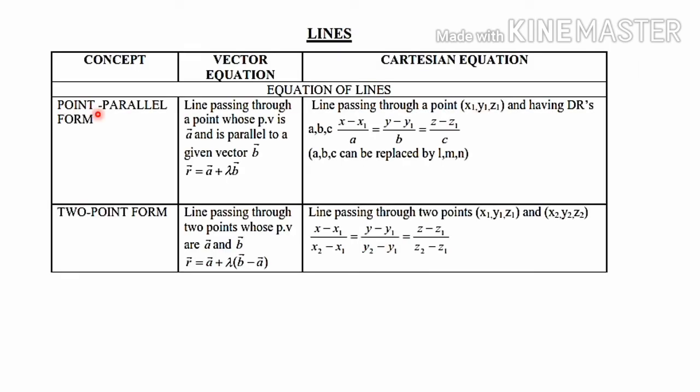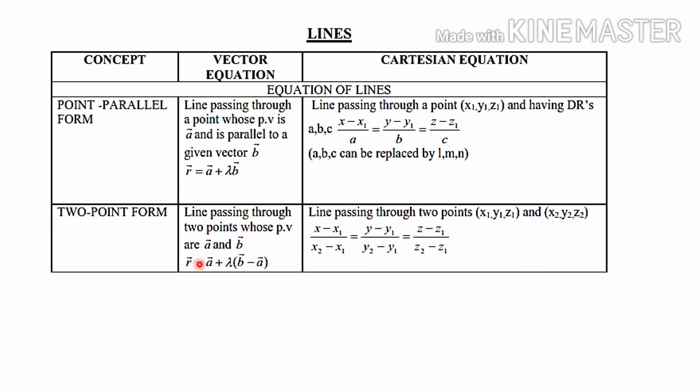The first one is point parallel form. Vector equation is vector r is equal to vector a plus lambda into vector b, and the Cartesian equation is (x minus x1)/a equal to (y minus y1)/b equal to (z minus z1)/c. Here a, b, c are the direction ratios. Instead of direction ratios, if direction cosines are given, a, b, c can be replaced by l, m and n. Next, 2-point form. Line passing through 2 points whose position vectors are a and b.